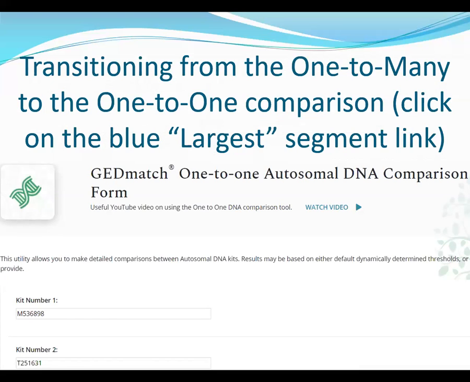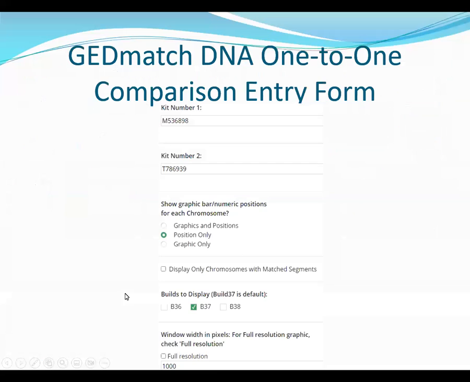So here is a comparison between my mom's kit and my grandmother's kit. You can kind of see that in those fields there. And so you can transition and start doing a one-to-one comparison. Next, we'll look at the next slide, which shows a one-to-one comparison between my kit and my grandmother's kit.